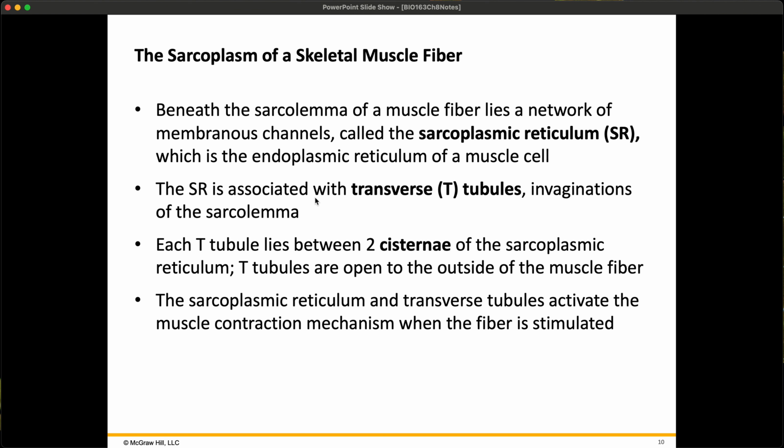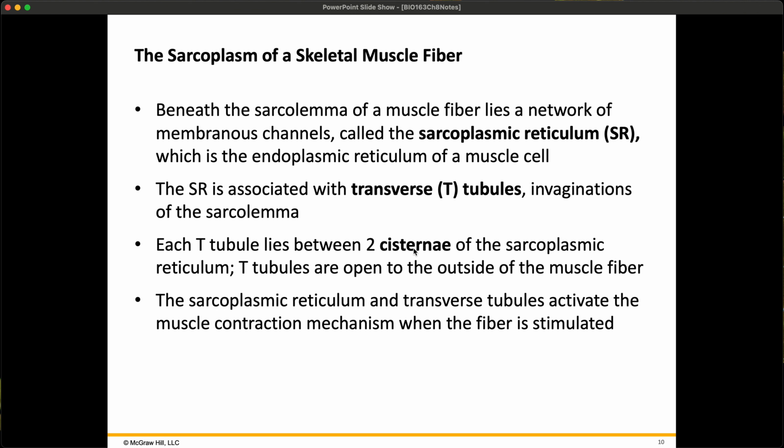As you go along the sarcolemma, you have these invaginations, these dips down into it. Because the sarcolemma is the covering, but we want to go inside the muscle fiber. And so these T tubules, that's what they call our invaginations, these holes, these tubes that go down into the actual muscle cell itself. The T tubule lies between two cisternae.